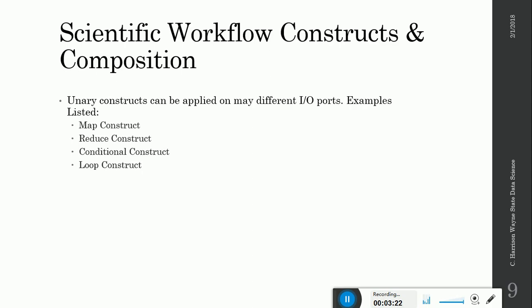And then we have the scientific workflow construct and its composition. So we'll look here. The unary constructs can be applied to many different input-output ports, and the examples are listed below: the map construct, the reduce construct, the conditional construct, and the loop construct. And we'll take a look at all of those and how they fit into our discussion.